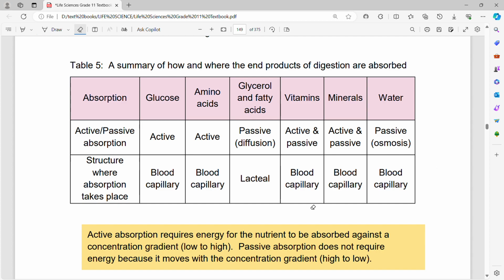But for glucose, amino acids, vitamins and minerals to be absorbed, they need energy, right? They will go from low concentration to high concentration.